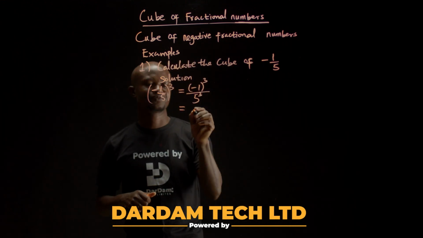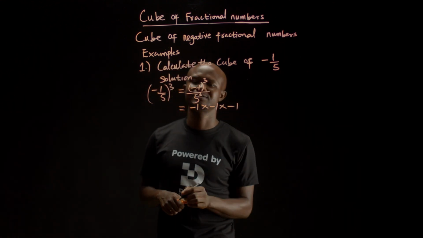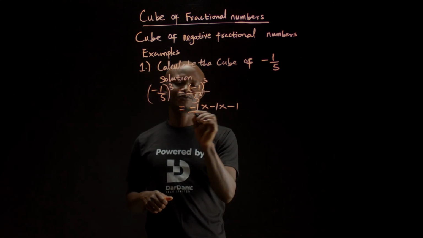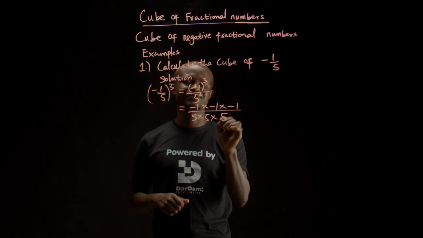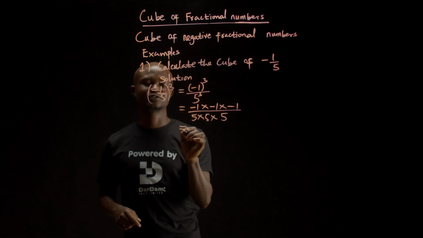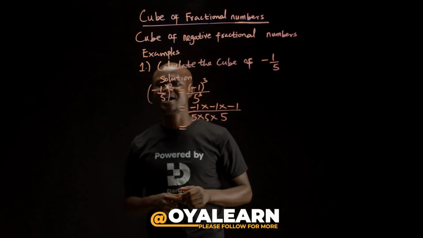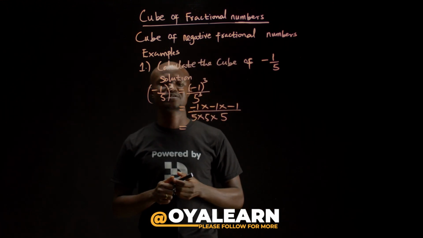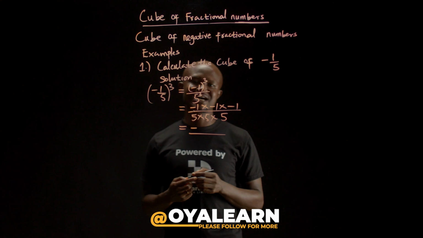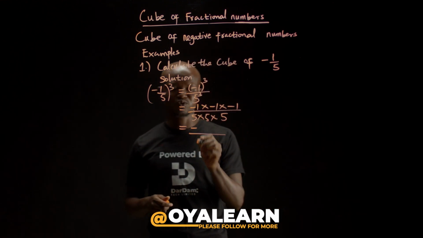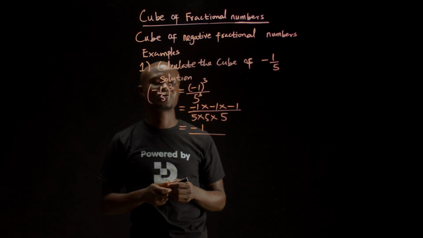For the numerator, we have -1 times -1 times -1. That's 3: 1, 2, 3. For the denominator also, we have 5 times 5 times 5. 1, 2, 3. Now, minus times minus will give us what? Plus. Plus times minus, what would that give us? That is minus. Then, 1 times 1 is 1, times 1, what do we have? We have 1. So it means that -1 raised to the power of 3 is -1.